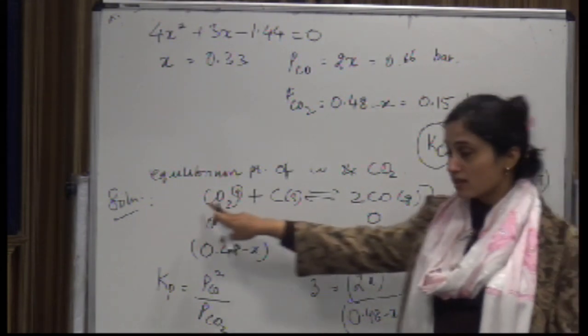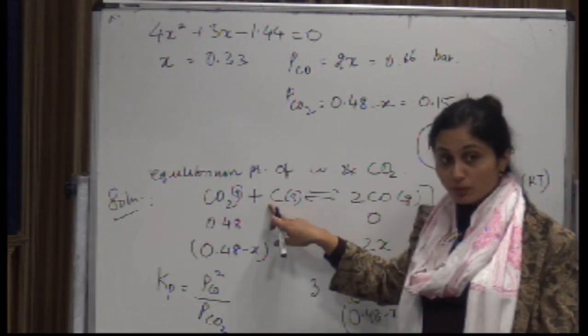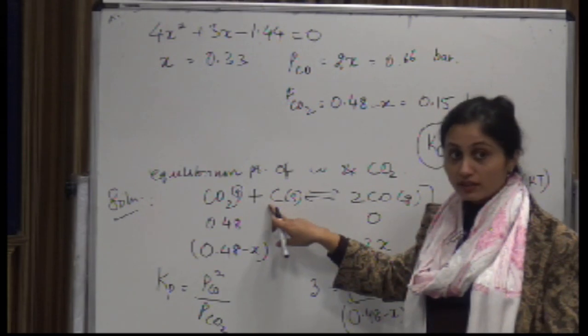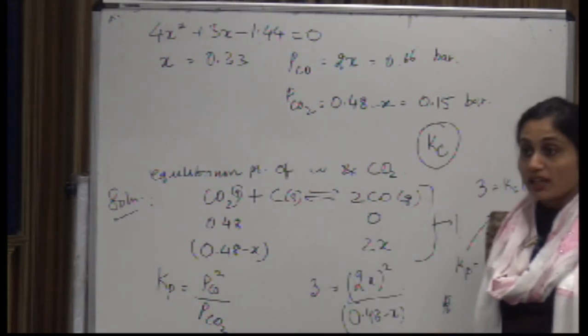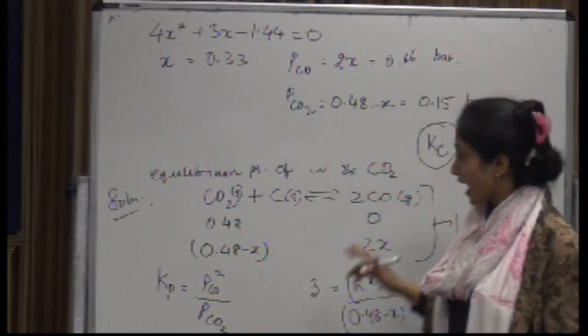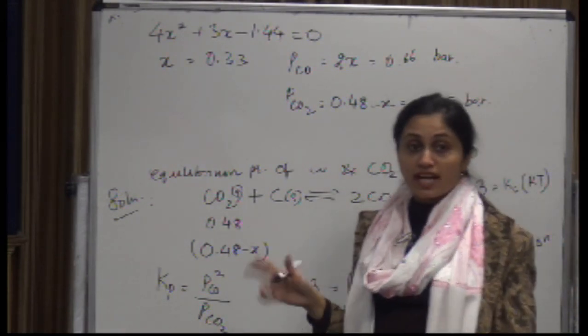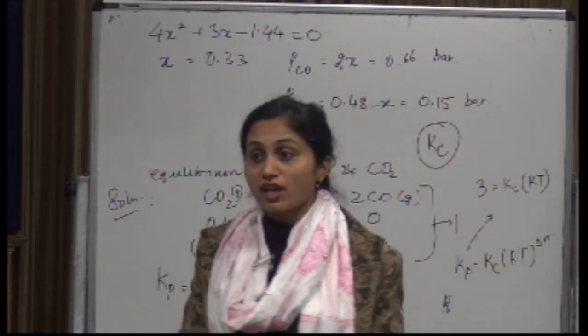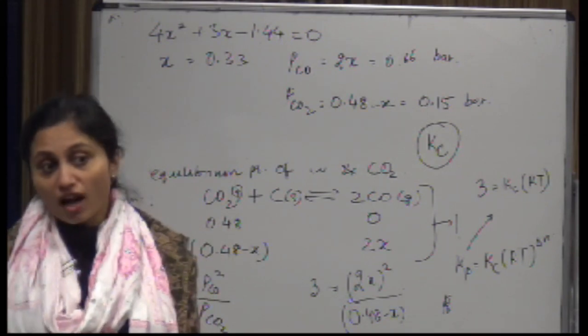2 minus 1. The solid is in the pure state, so you consider that to be just a constant. In that case you will consider the change in the number of gaseous moles only. And remember what equation you used here for this conversion? RT, how did it come?